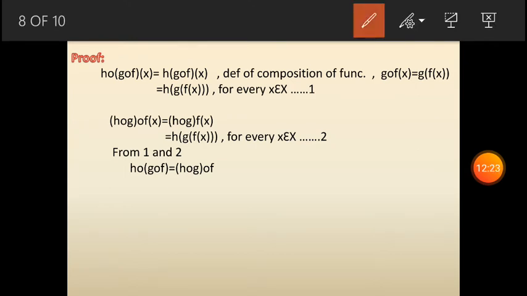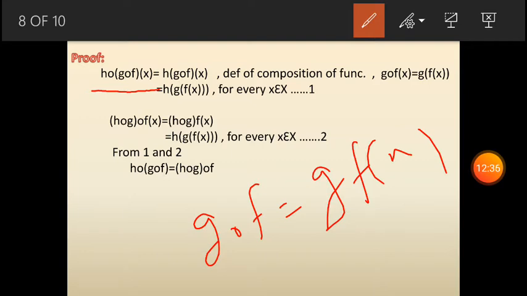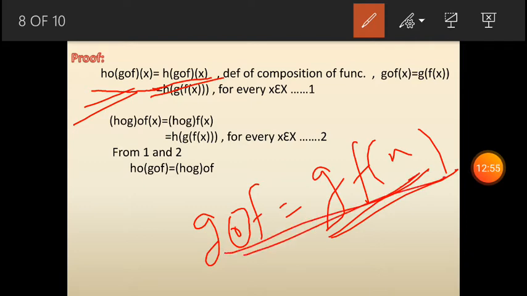First of all, we consider the left hand side, (h o (g o f))(x). According to the composition definition, we know that g o f can be written as g of f(x). It means this o is removed and we write g of f(x). Here also we use the same way. Remove this h o. So what is left with us? h (g o f)(x). So (g o f)(x) can be written as g of f(x). So finally we get h of g of f(x). This is our first result.